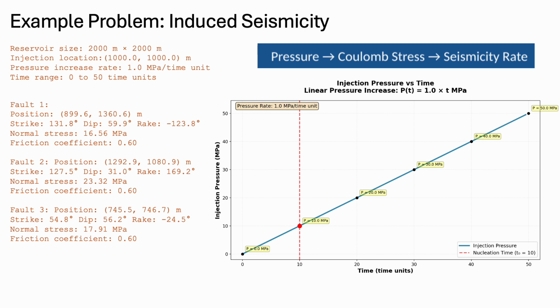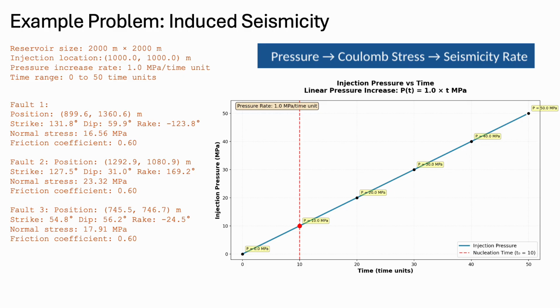For this, we will consider a reservoir of 2000 meter by 2000 meter arbitrary size, a 2D reservoir where an injection well is located right at the center. We impose a constant injection pressure of 1 megapascal over time. Here, these units are arbitrary, so I'm just considering unit time, and the time range is 0 to 50 time units.